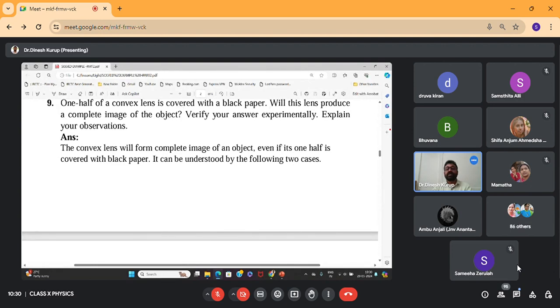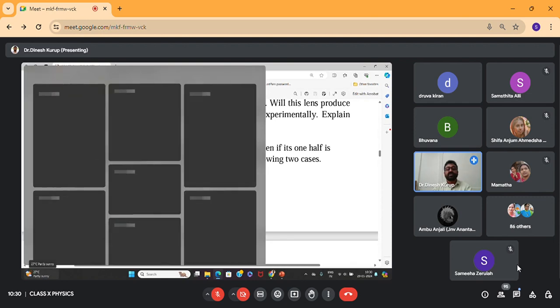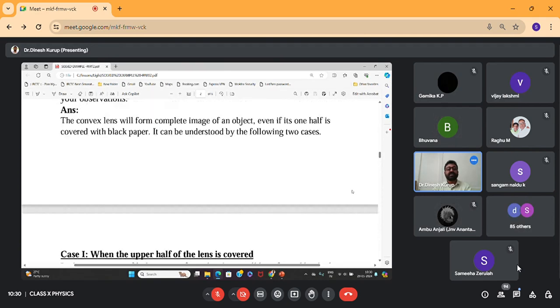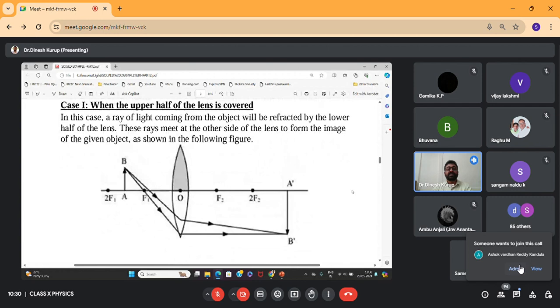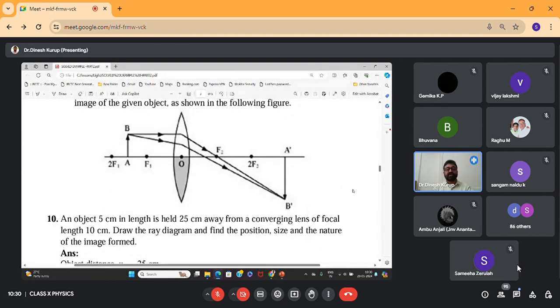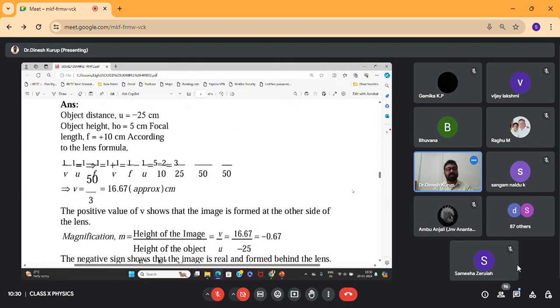Now, this is another typical question. One half of a convex lens is covered with black paper. Will this lens produce a complete image of the object? What do you think? Yes, it produces a complete image. Good. See this one. Upper half of the lens is covered. Still, it forms a complete image. Lower half is covered with black paint. Again, it forms a complete image.